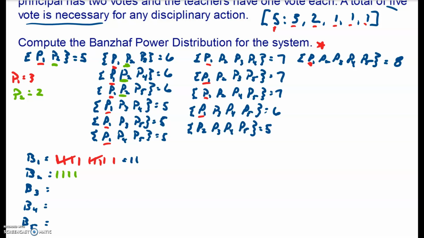Player 2, 7 minus 2, that's 5. Not critical here. Not critical here. Not critical here. 5 minus 2, critical here. So that's a total of 5. And then 8 minus 2, not critical. So I see that player 2's Banzaf number is 5.